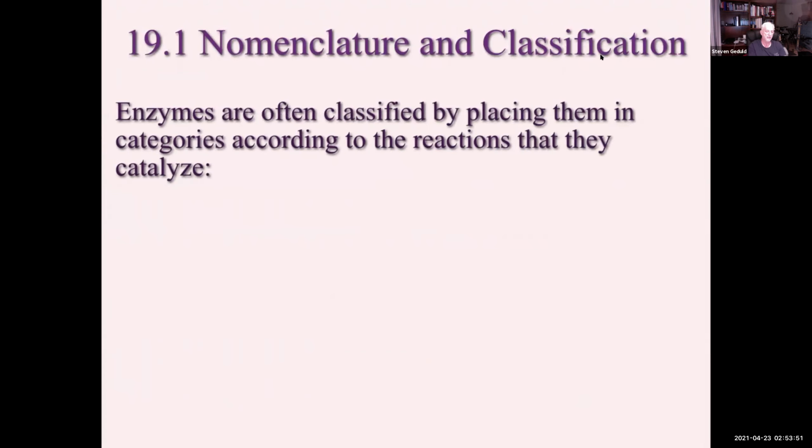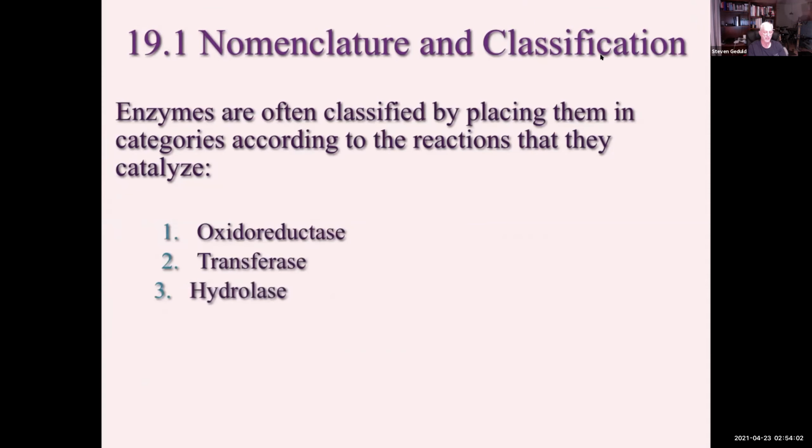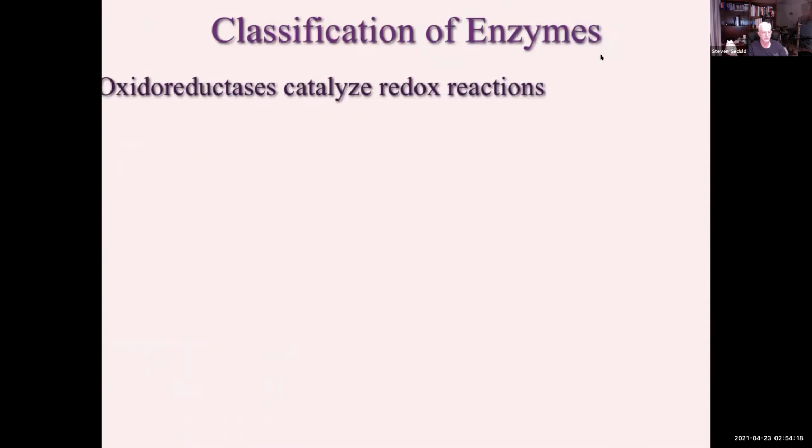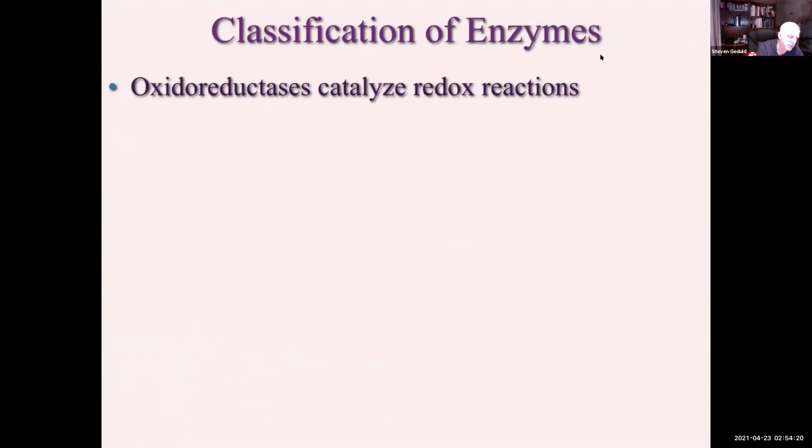Enzymes are often classified by placing them in categories according to the reaction they catalyze. Oxidoreductase, transferase, hydrolase, lyase, isomerase. Those are different ways of determining what type of reaction it is going to be and what the name of the enzyme that does it is going to be. And ligase. Okay. So oxidoreductase: oxidation, reduction reactions. Oxidoreductases catalyze redox reactions, reduction oxidation reactions.